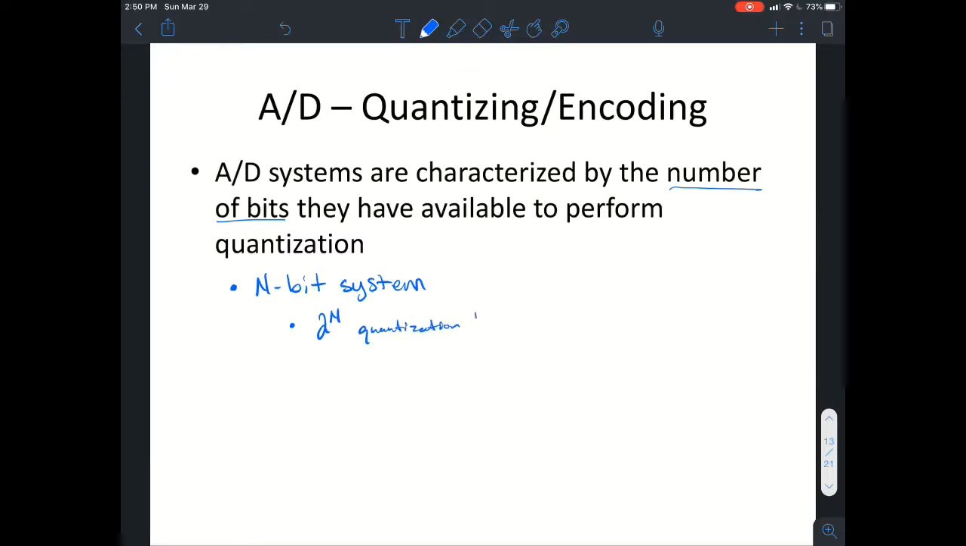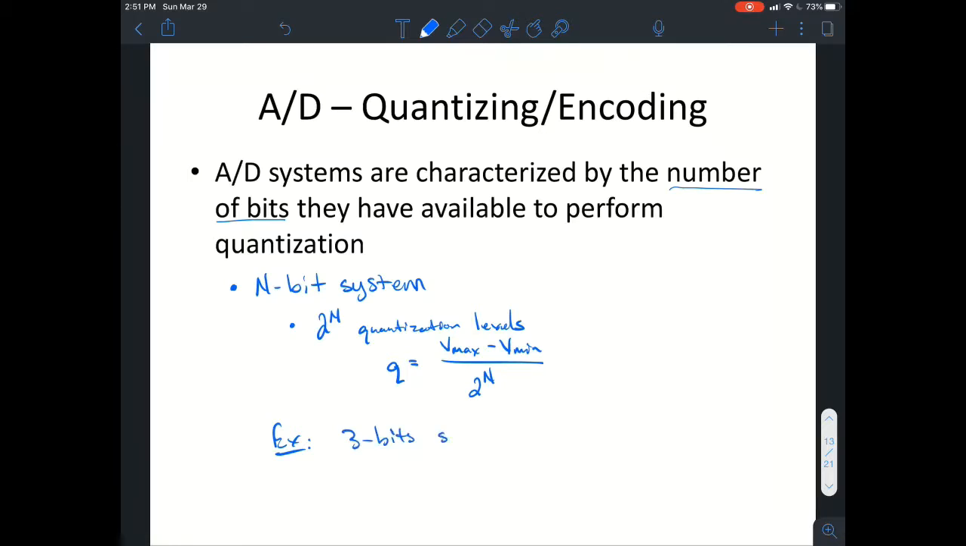And each one of those is going to have a resolution Q. Q equals the maximum voltage minus the minimum voltage, all divided by 2 raised to the n. We're actually going to get into looking at an example on how to break this down. But before we go down to the example, we're already going to say right now that our example has 3 bits. It is a 3-bit system.